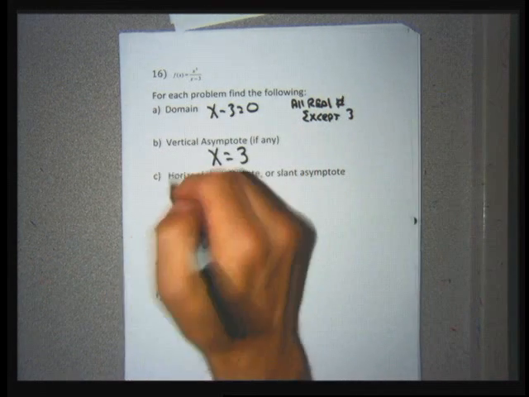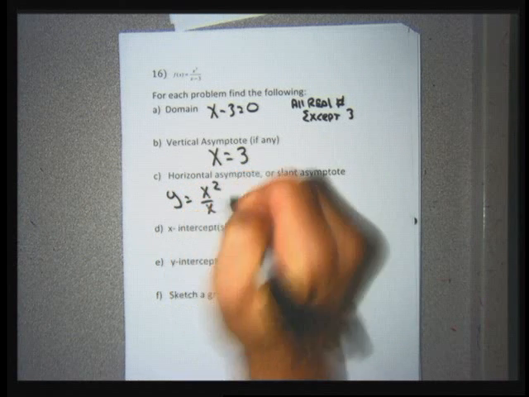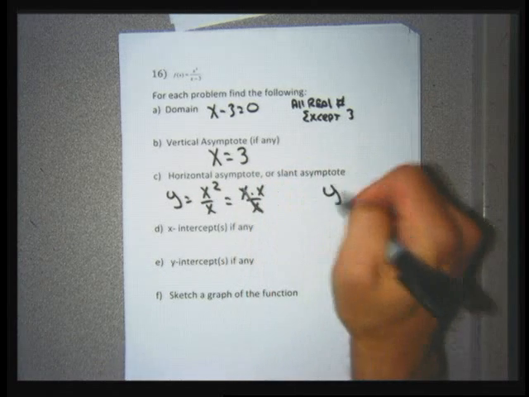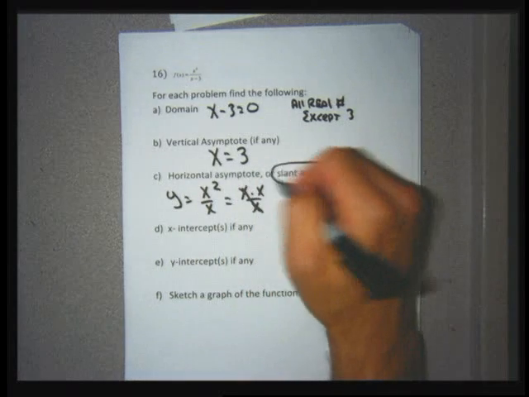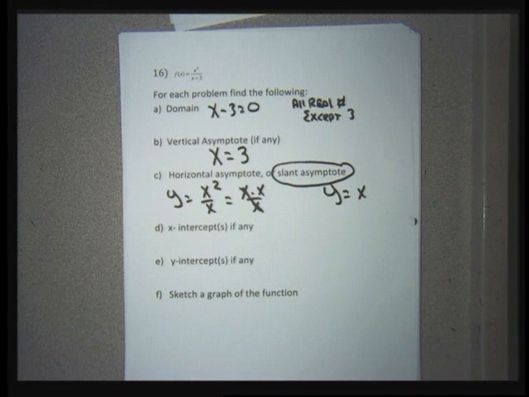This is going to be a slant asymptote. I'm going to go y equals x squared over x. That's x's over 1x. I'm left with y equal to x, and this is going to be a slant asymptote because the x wasn't left in the denominator. If the x was in the denominator, it would be the x-axis.